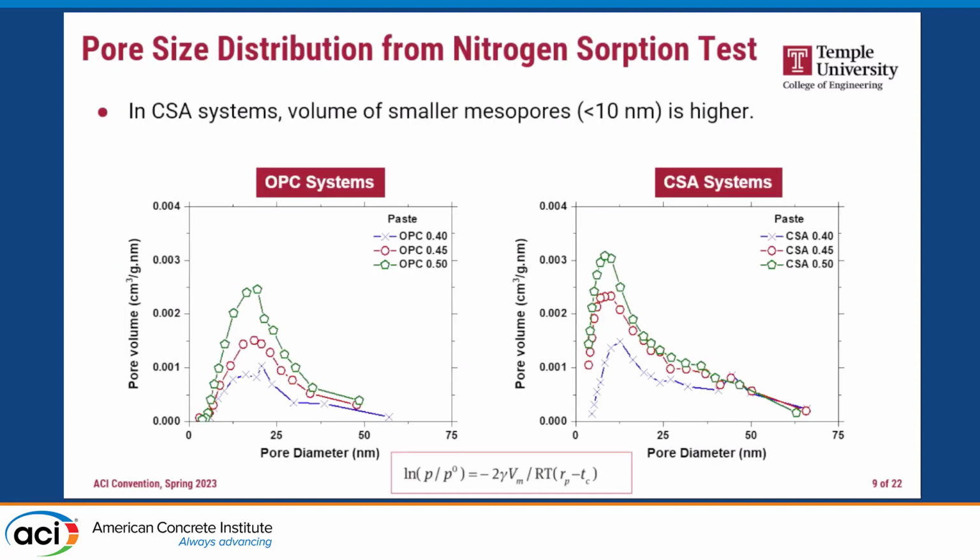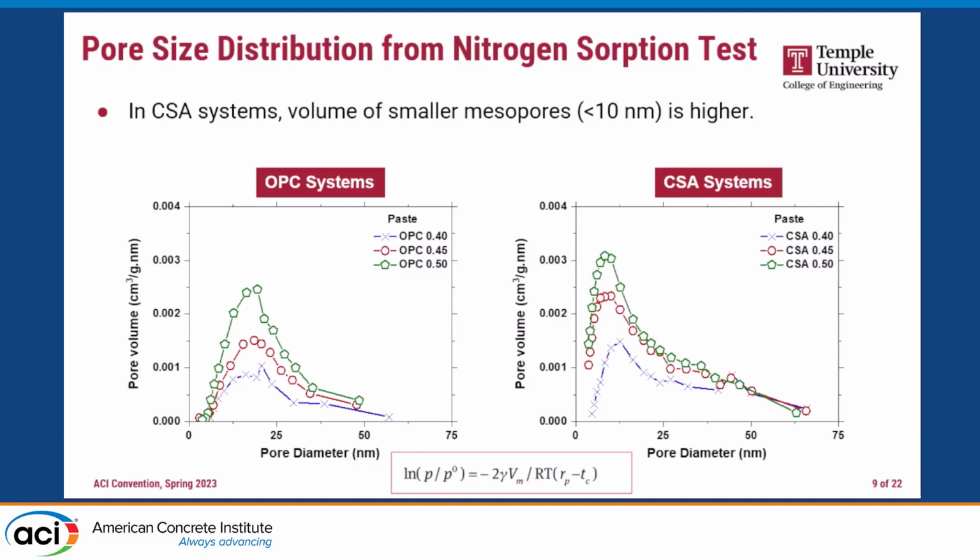So the first result I'm going to show is the pore size distribution from the nitrogen sorption test, right? We use this experiment to look at the desorption isotherm, and using the modified Kelvin equation, we can get the pore size distribution. So at the left side, you are seeing the OPC system, at the right side, the CSA system with different water binder ratios. There are a few conclusions we can make from this.